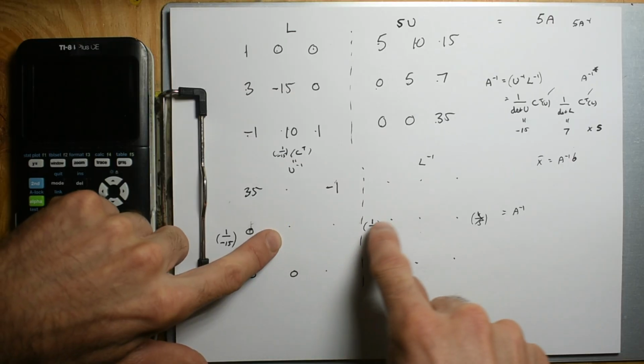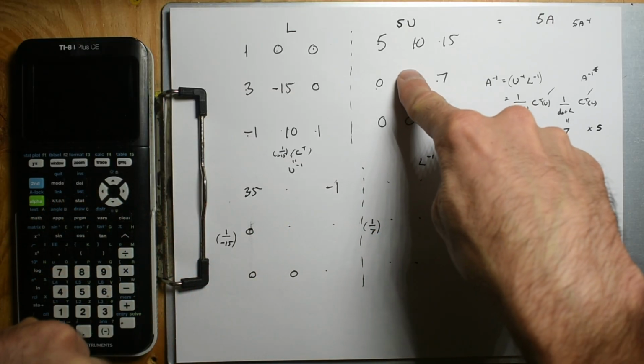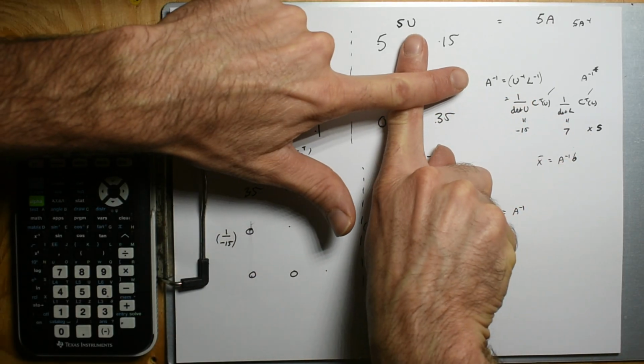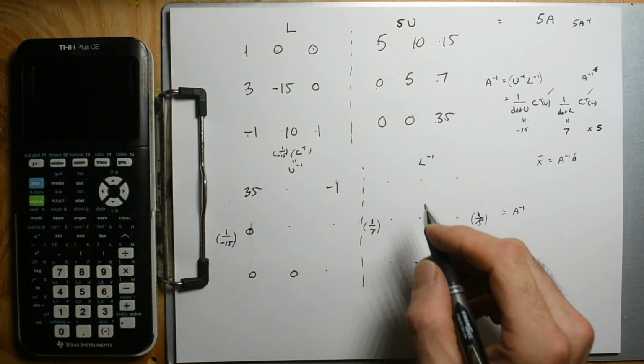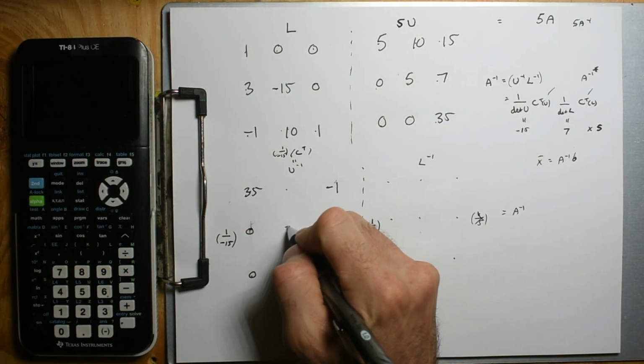So I'm just going to do the diagonals. The cofactor is the minor of this location. 1 times 35, because I'm dividing by that 5 factor. So that's 35 as well.